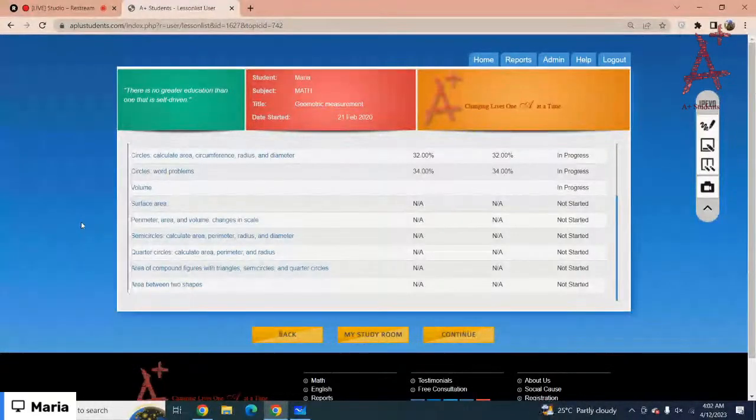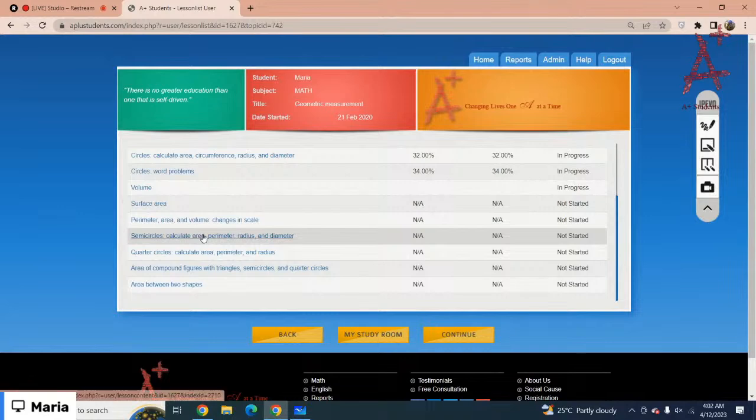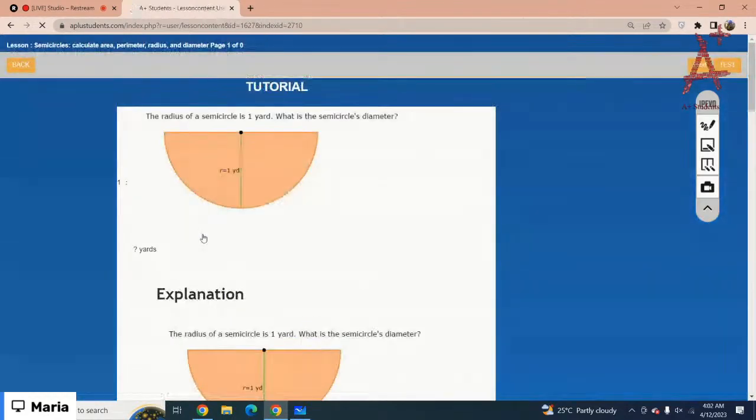Okay, here I'm on grade 7 maths. We're going to start with the chapter lesson semicircles, calculate area, perimeter, radius, and diameter. The radius of a semicircle is 1 yard. What is the semicircle's diameter? You need to calculate the diameter of the semicircle.